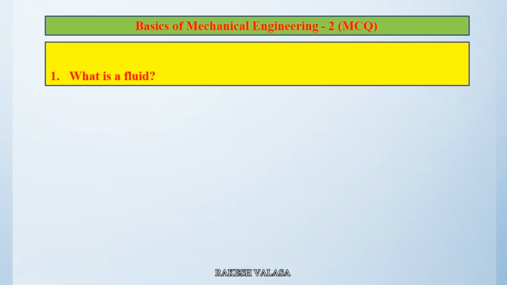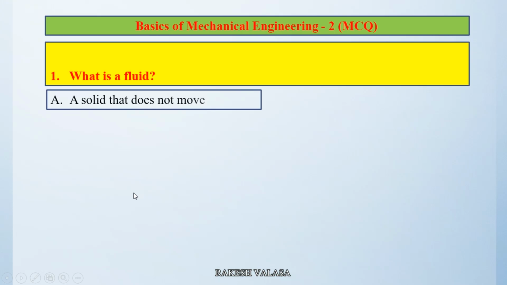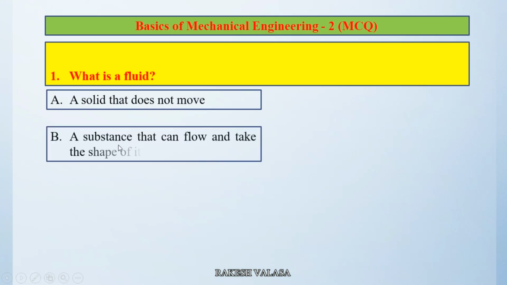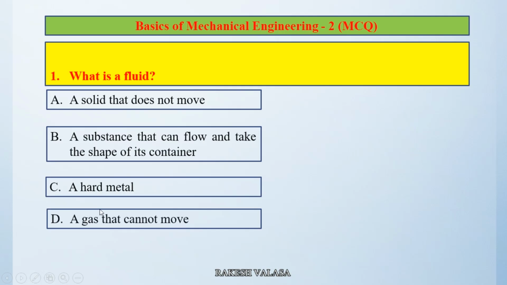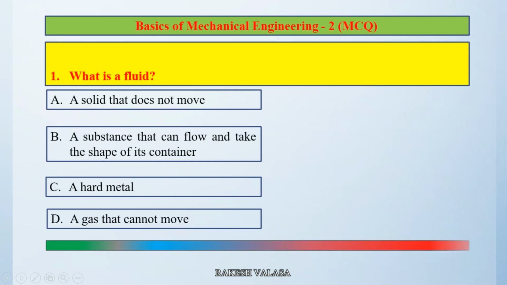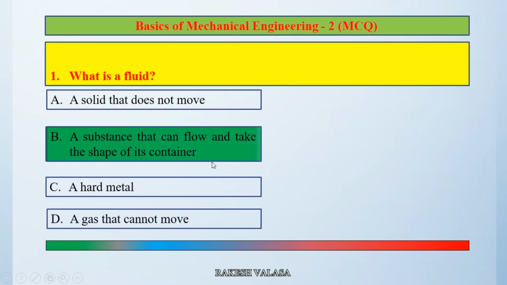What is a fluid? Option A, a solid that does not move. Option B, a substance that can flow and take the shape of its container. Option C, a hard metal. Option D, a gas that cannot move. The correct answer is option B, a substance that can flow and take the shape of its container.